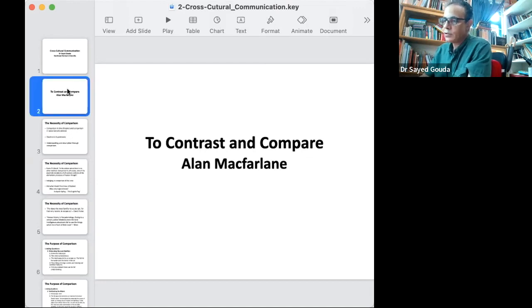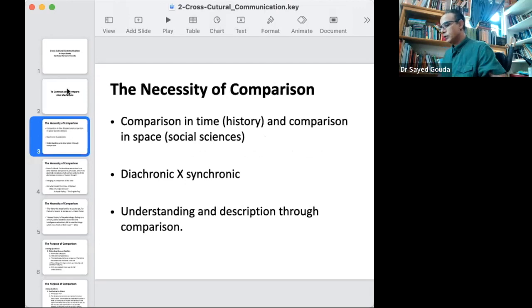As I said last week, it's very important to compare between things. And actually, our minds work this way. It always works in a frame of comparison. We always compare between things. In our understanding of everything, there is always an internal operation going on in our brain, comparing things together.